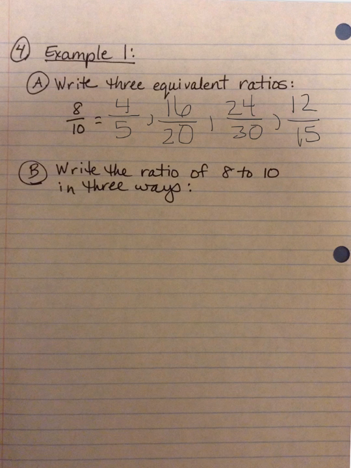Then for B, they're also going to ask you to write the ratio of 8 to 10 in 3 ways. So if they ask you to write a ratio in 3 ways, what they want you to do is use the 3 ways that we wrote it in box number 2. So if they want you to write 8 to 10, one of the ways is going to be 8/10, 8 to 10, just like you would say it with the word to, and 8:10. And these all mean 8 to 10.